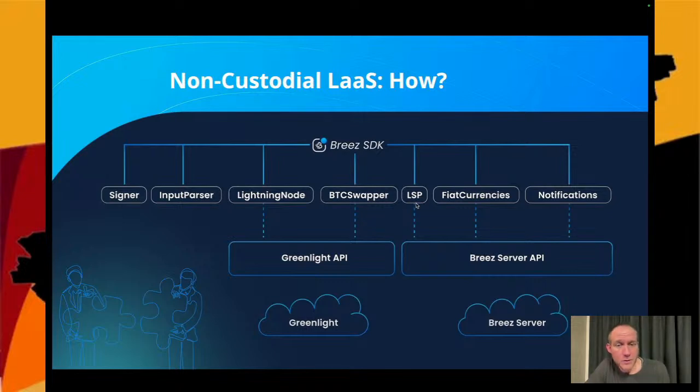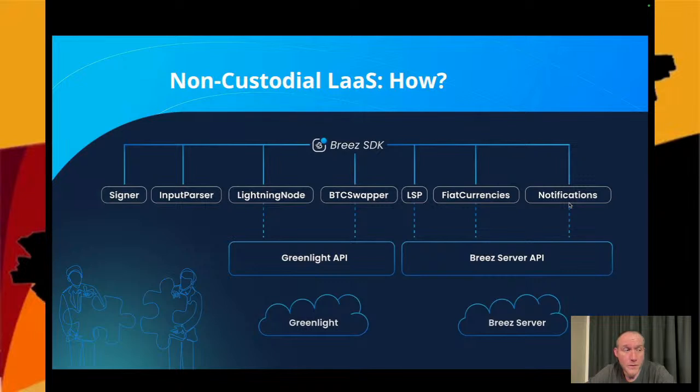Then there are some components to work with Lightning service providers, like picking a Lightning service provider, or checking the fees of a Lightning service provider, for example. Fiat currency APIs, in order to interact with buying Bitcoin. And a big feature that we recently shipped, and that I'll demo as well, is notifications.